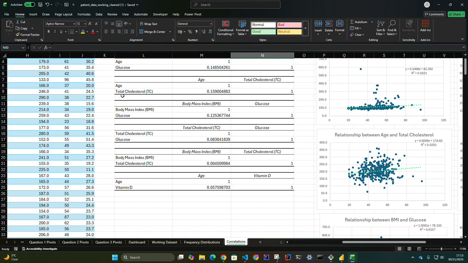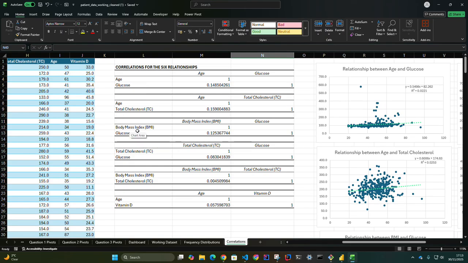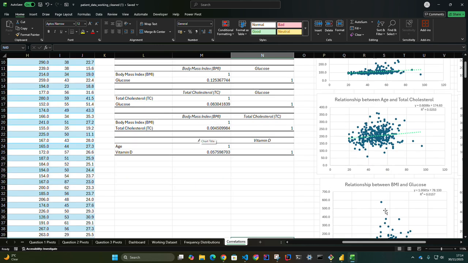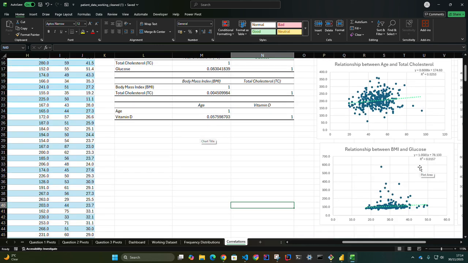For the third relationship, it's going to be BMI and glucose. I expected the patients who are obese to have a much higher glucose, but the correlation was just too weak. It was only 0.125. And if I go to my chart, it only explains about 1.6% of glucose variation. So I would suggest that BMI is not a strong predictor for glucose.